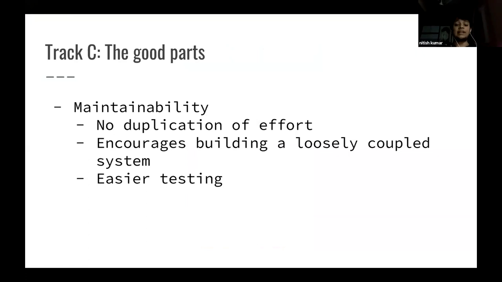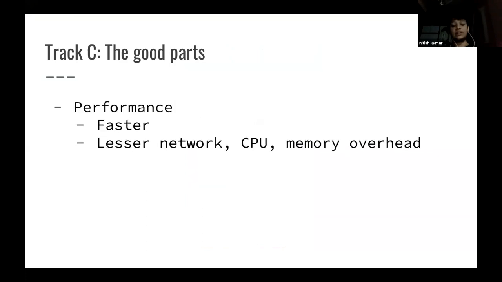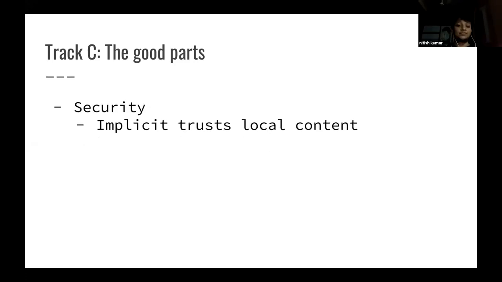Now, there's no duplication of effort. It encourages building a loosely coupled system, and it's easier to test because of the same reason. It's also performant because you're avoiding all of the memory, CPU and network overhead. You don't make so many IPC calls because there's no IPC call to make, because if you're running everything in the main process, it is just rendering that. And then you can segregate based on the background process that you want to run. You can always do that. So yeah, we would need IPC for the right purposes.